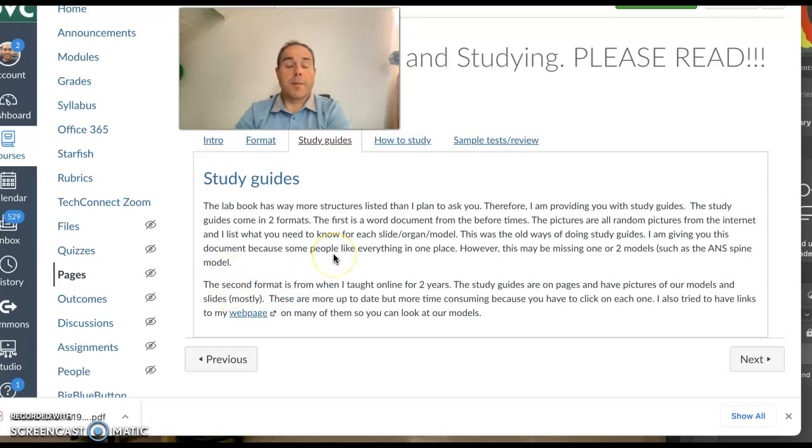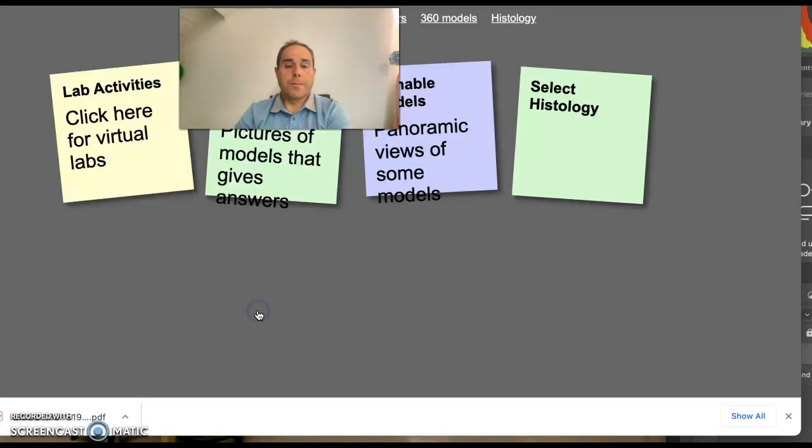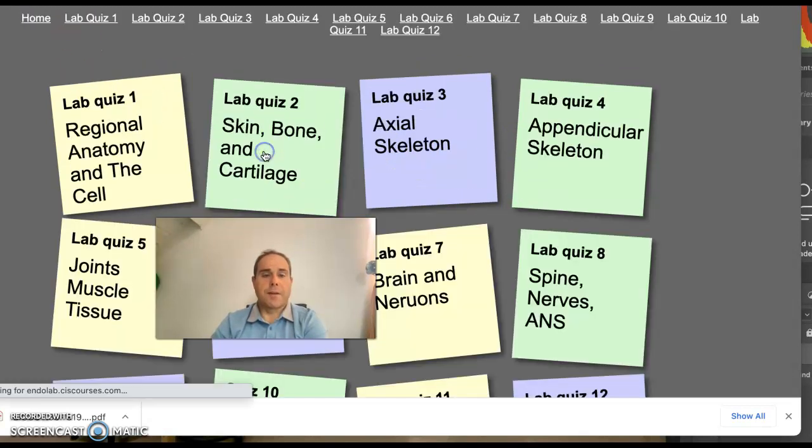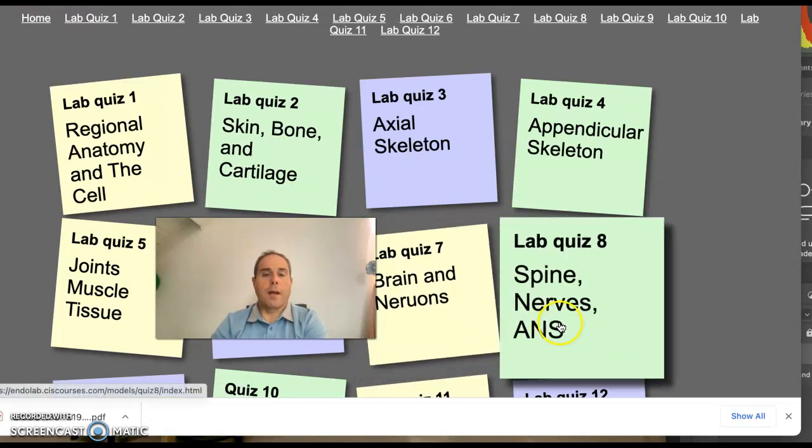Now, sometimes there might not be a link to my website. One nice thing about the pandemic is I put all of our models and a lot of our histology online. So this is my webpage, and it has the models on it. This is the mouse over models. These are rotating models, and this is histology. So if I click on here, it has all the labs.